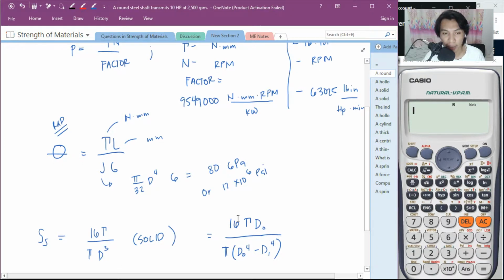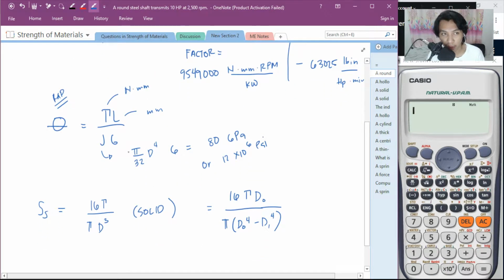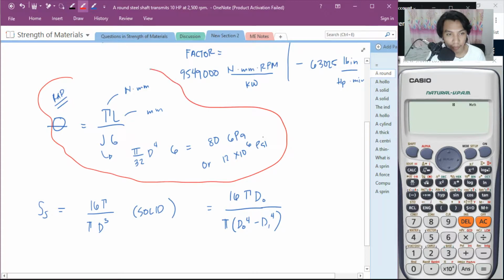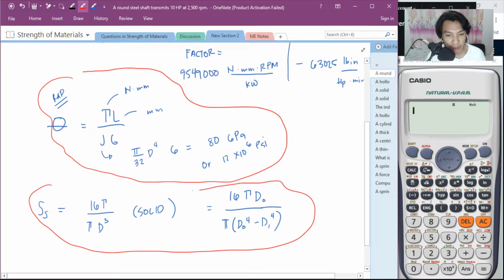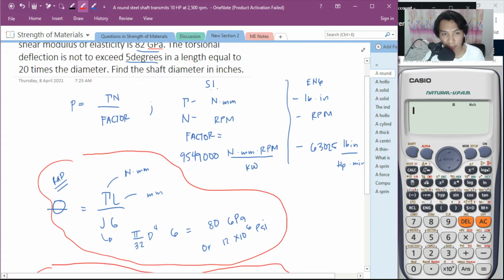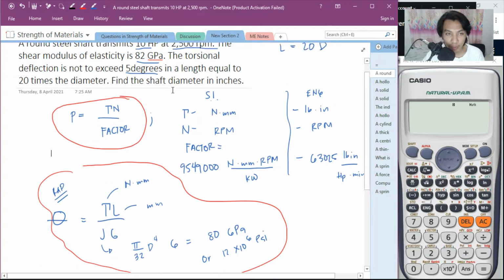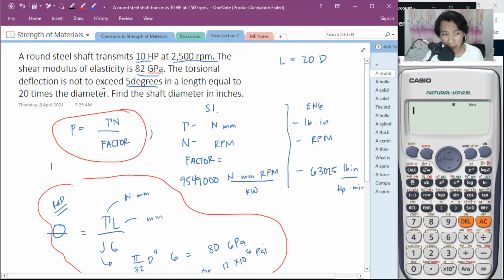Okay ha? Tandaan niyo yung mga formulang binigay ko sa inyo. Bilugan natin. This is the formula for the torsion. This is for the shear stress. And then this is for the power. General formula for power. Gagamitin ko pa ba yung 2 pi Tn? Wag na, ito na lang. Tn over factor.